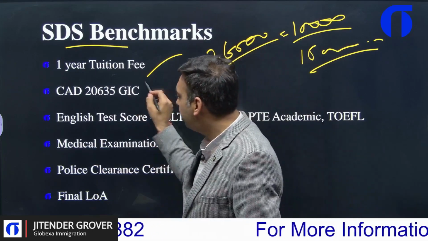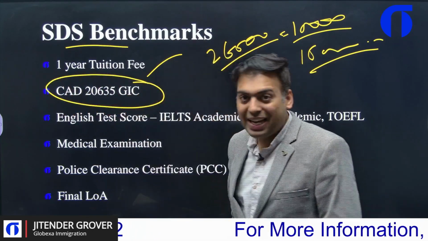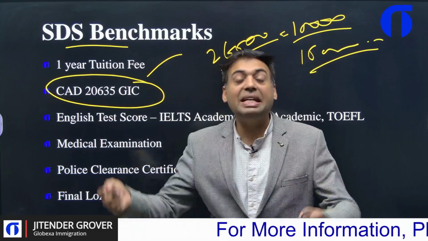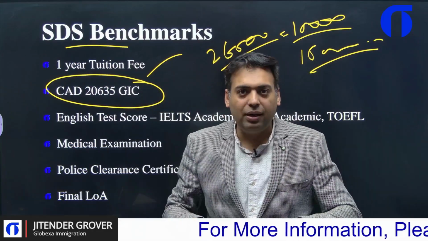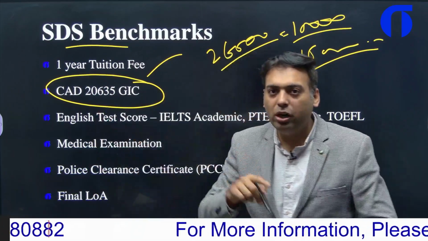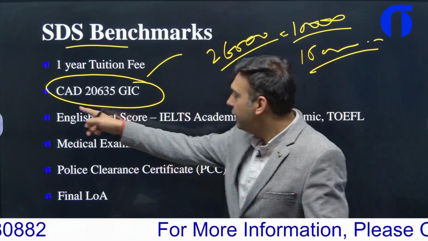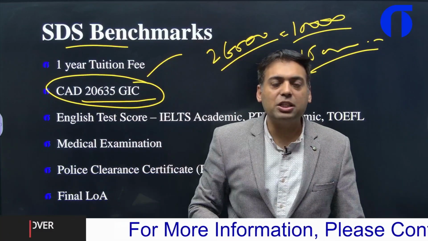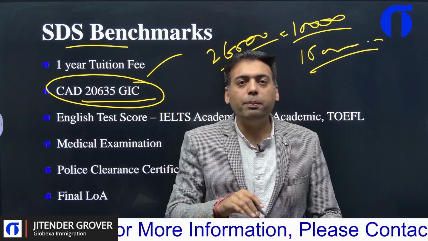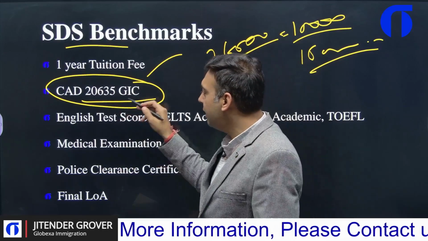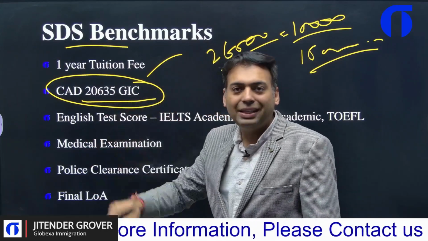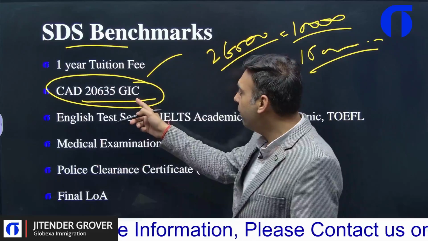Second requirement was living expenses. So GIC was there in existence. It is there in existence as well. But there is a big update related to GIC. I am going to share it in the next slide. So GIC was the living expense. So you were required to deposit 20,635 Canadian dollars in a Canadian account in the form of GIC.